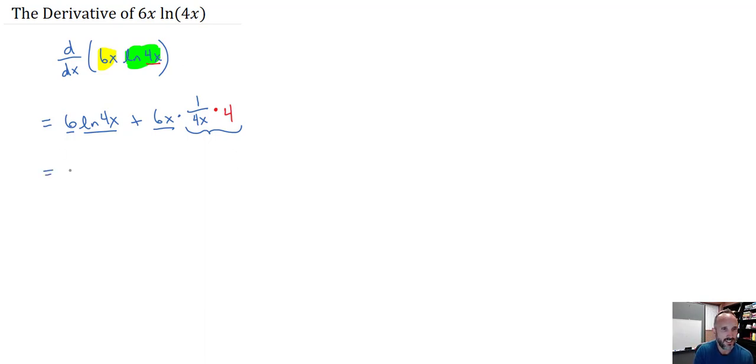So finally, if we just clean this up a little bit, 6 times natural log of 4x, can't do anything with that. But when we multiply all this together, the 4 divided by 4 is 1, and the x divided by x is 1. So all that's left for the second half of our product rule is just 6 when we simplify it. So the derivative of 6x times the natural log of 4x is 6 natural log of 4x plus 6.